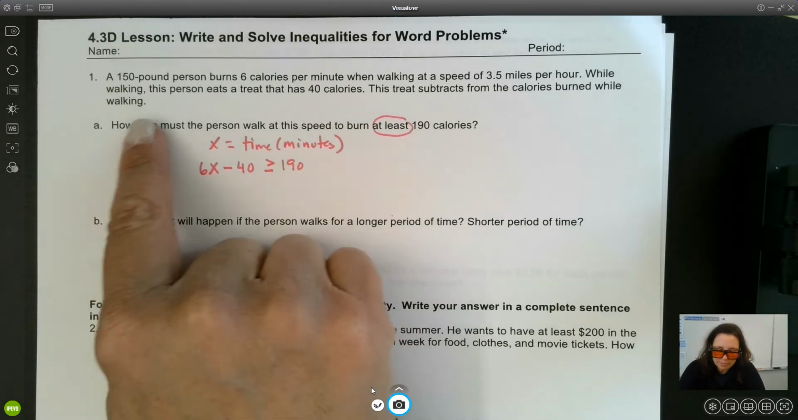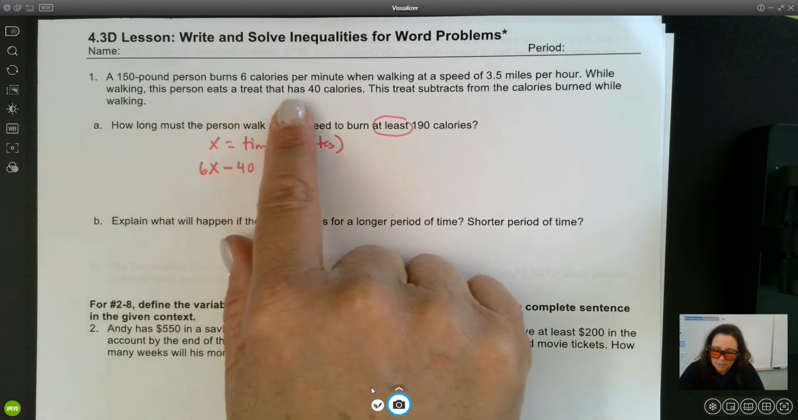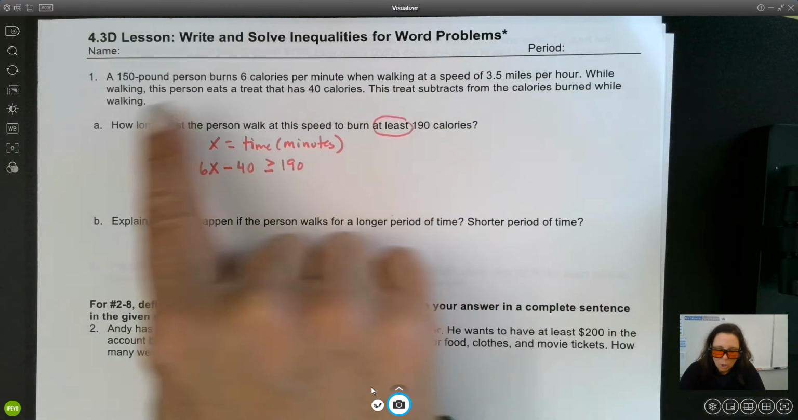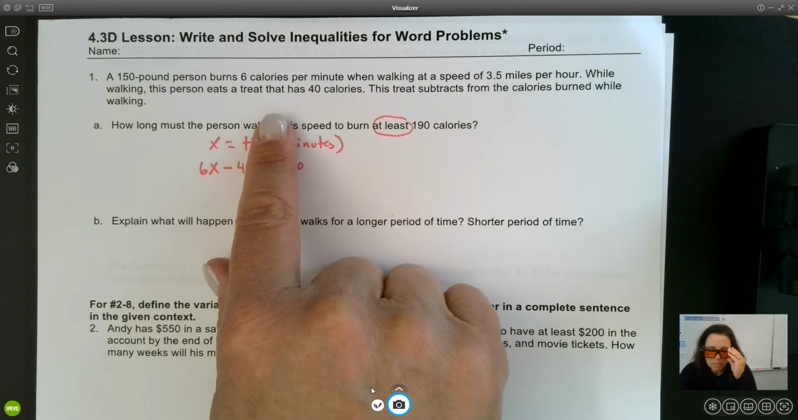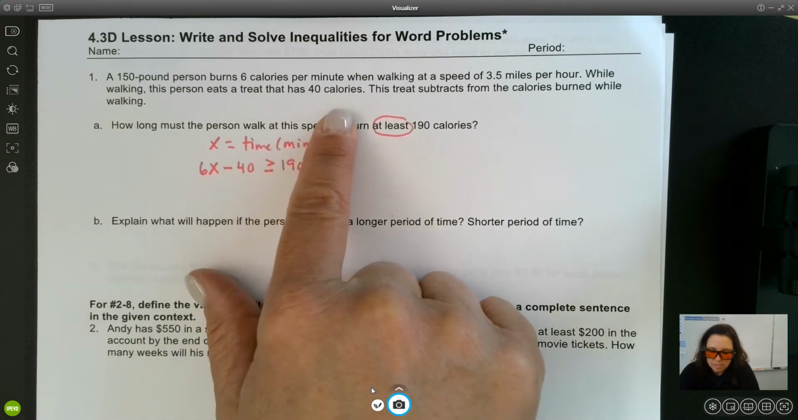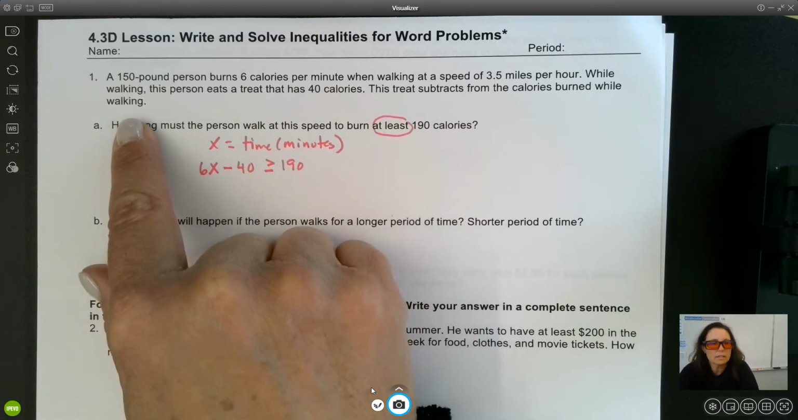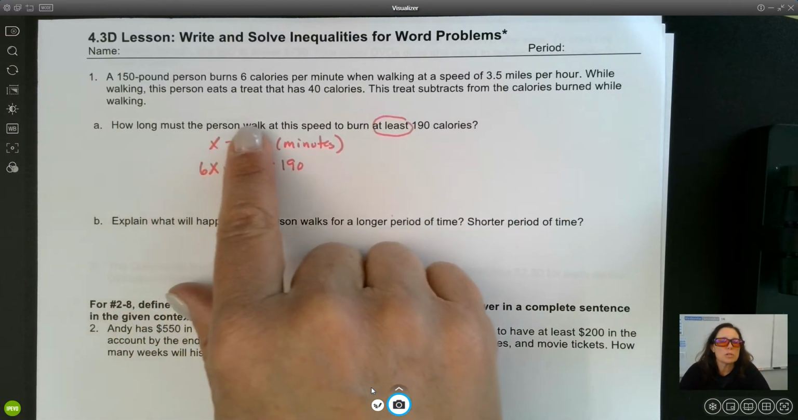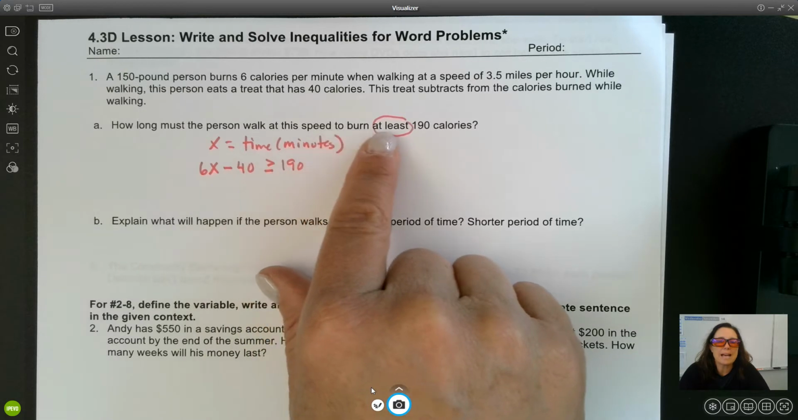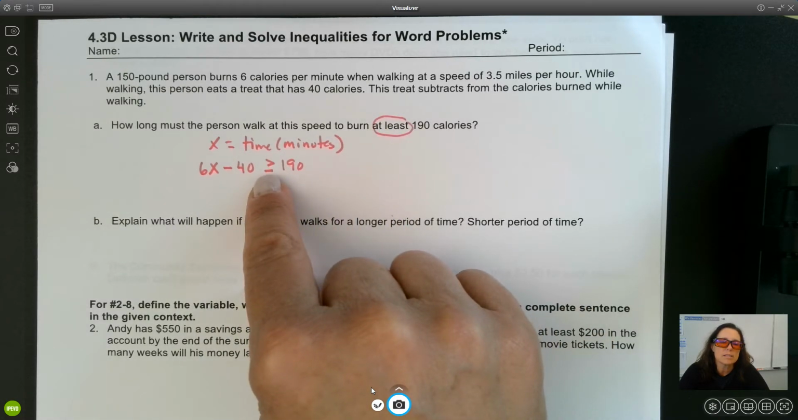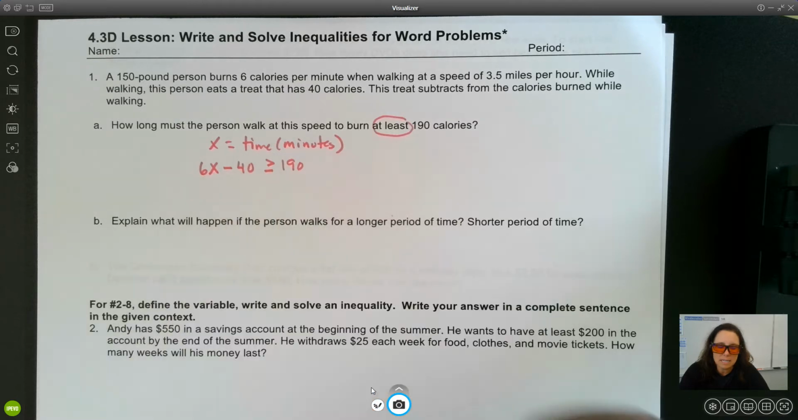A 150-pound person burns 6 calories per minute when walking at a speed of 3.5 miles per hour. While walking, this person eats a treat that has 40 calories. This treat subtracts from the calories burned while walking. How long must the person walk at this speed to burn at least, that's the key, that tells us we're going to use that symbol, 190 calories.